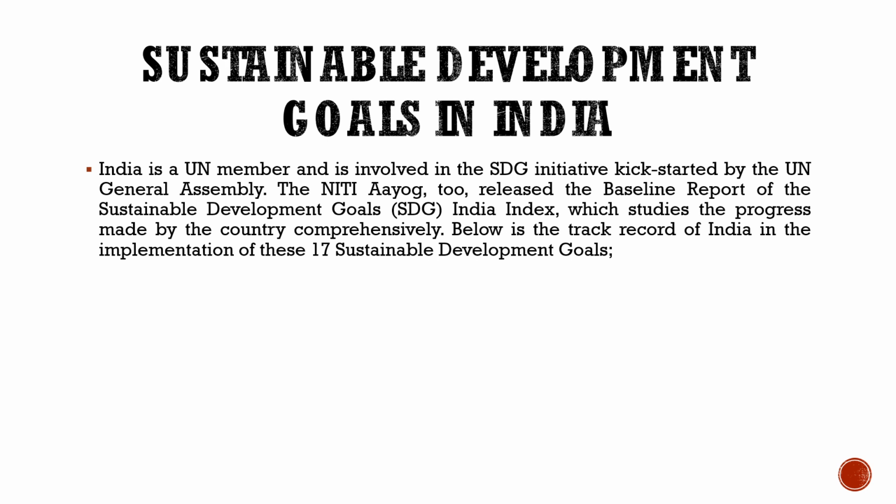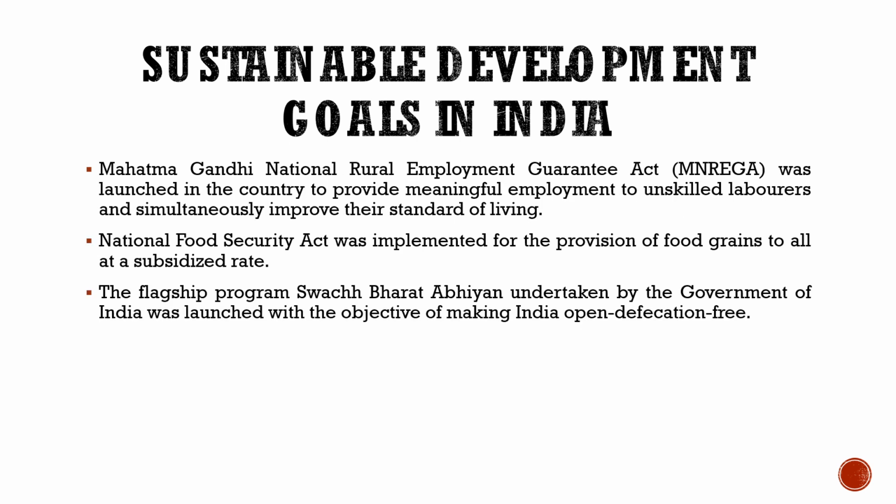Let us see how India has followed and inculcated these Sustainable Development Goals in its region. India is a United Nations member and is involved in the SDG initiative kick-started by the United Nations General Assembly. The Niti Aayog, prior to that the Planning Commission, released the baseline report of the Sustainable Development Goals India Index, which studies the progress made by the country comprehensively. Below is the track record of India in the implementation of these 17 Sustainable Development Goals.